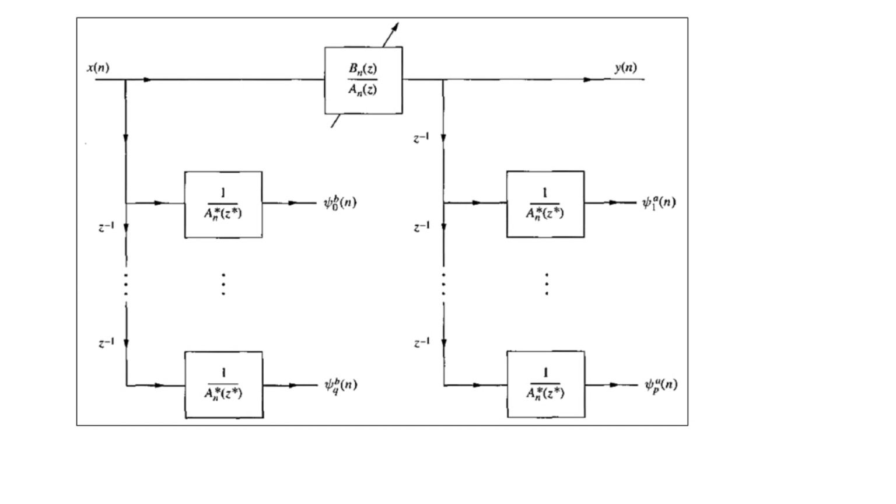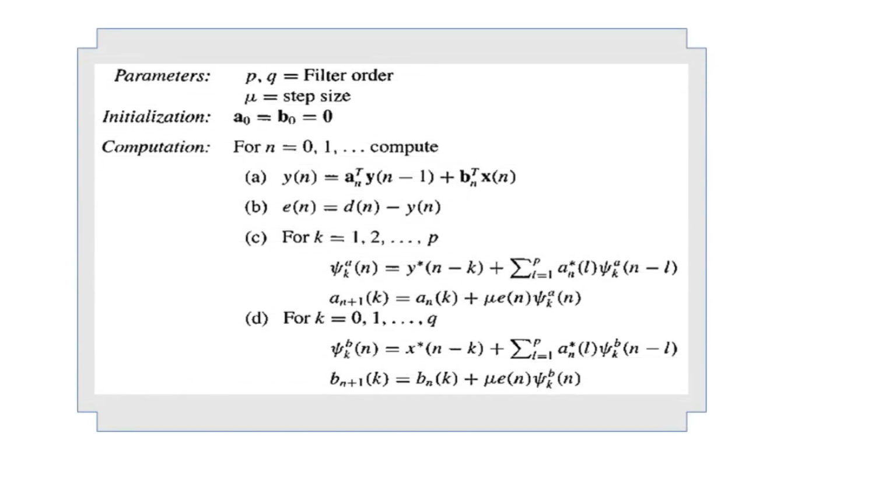Now the algorithm concerning the infinite impulse response LMS filter structure we have summarized in tabulated form in these steps here. It will require the parameters p, q, the filter orders correspondingly. Mu will represent the step size. We have the initialization of a suffix 0 and b suffix 0 to the value 0 here, and we have to make the computation for n equal to 0, 1, 2 and so on.